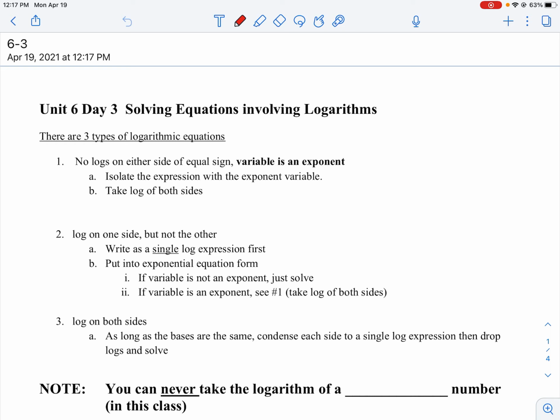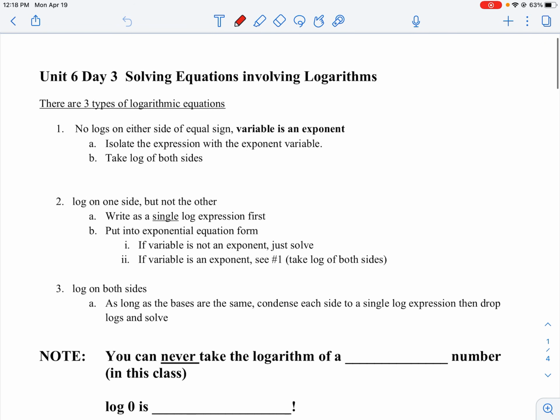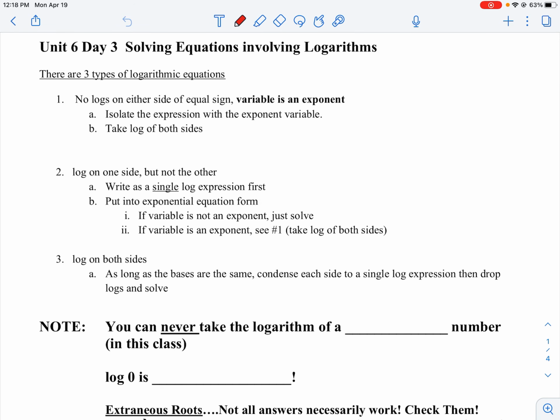Okay, this is Unit 6, Day 3, and we're talking about solving equations with logarithms, okay? In this particular lesson, there are going to be 3 types of logarithmic equations, okay? The third one being the easiest, all right? The third one involves just as long as on both sides of the equal sign, the bases are the same, condense each side to a single log expression, then drop the logs and solve, okay?